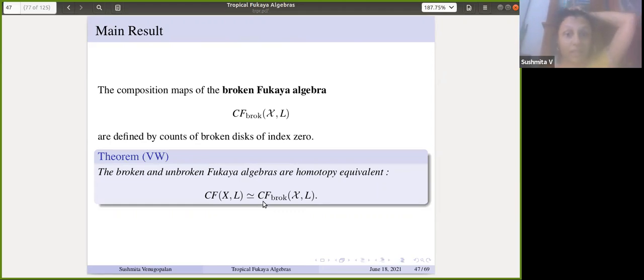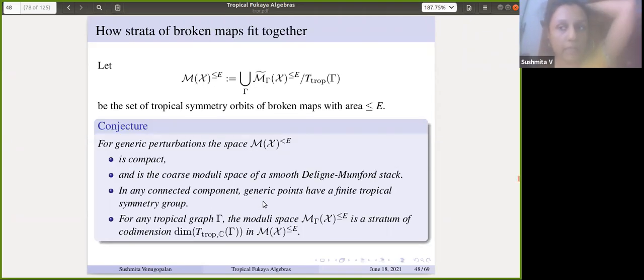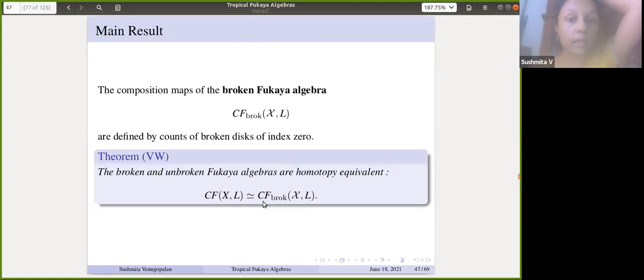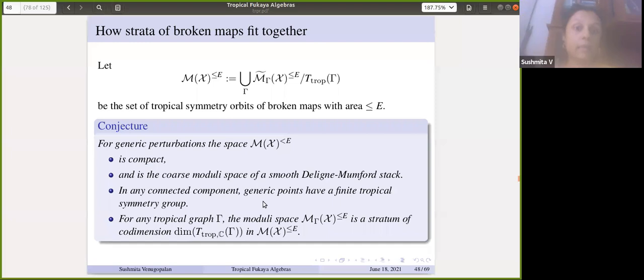Okay. So, this slide is kind of an aside, in that in our Fukaya algebra definitions, we are only interested in 0 and 1-dimensional moduli spaces. We are just not interested in anything beyond that. So in this paper, we didn't really work with higher dimensional moduli spaces. But if you are to ask me how these various strata fit together, this is what we expect, although we didn't prove it.